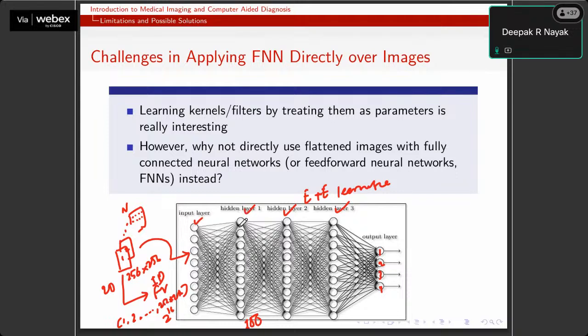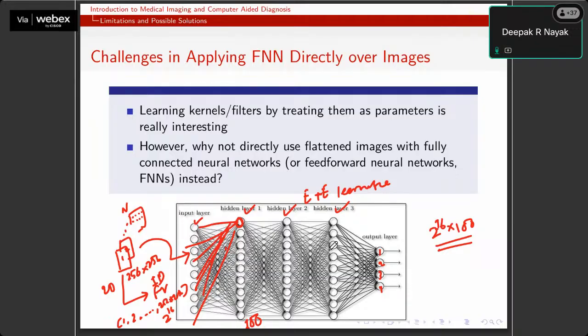Because every neuron in the hidden layer is connected to every neuron in the preceding layer, the number of weights is going to be 2 to the power 1600 into 100. It is a very, very large number for the first layer itself. These many weights are involved in the first hidden layer.